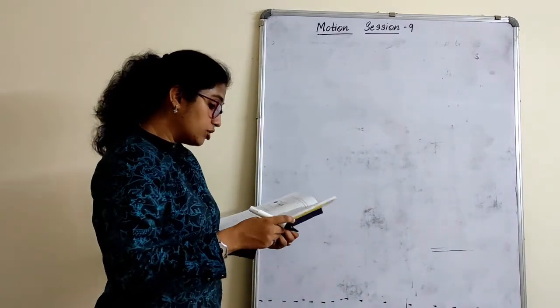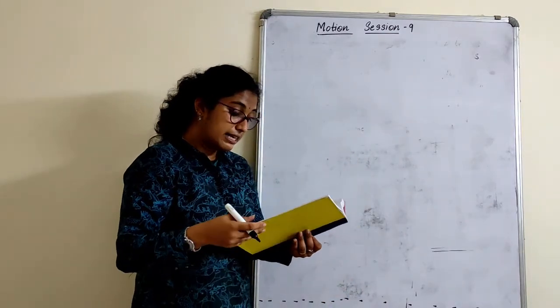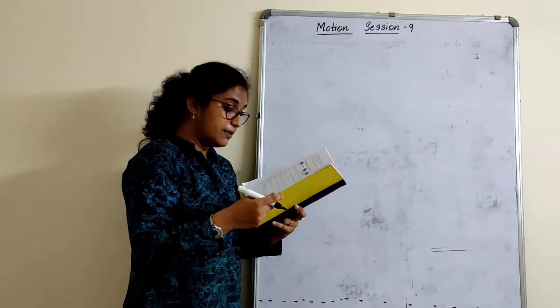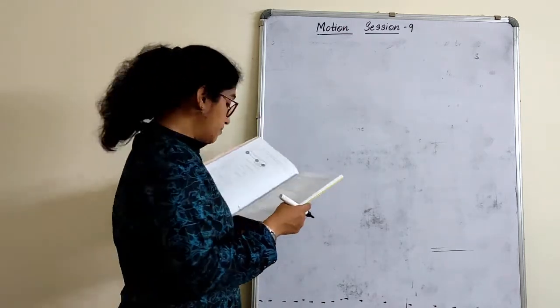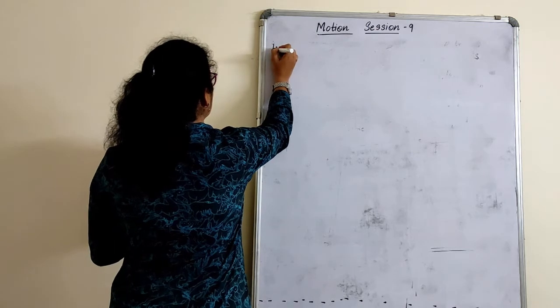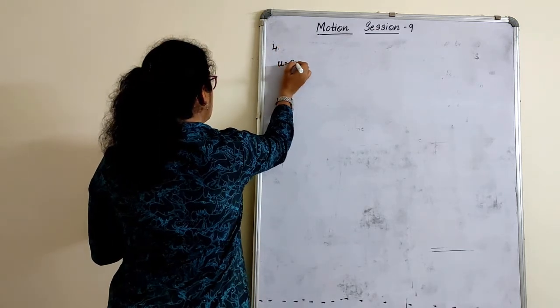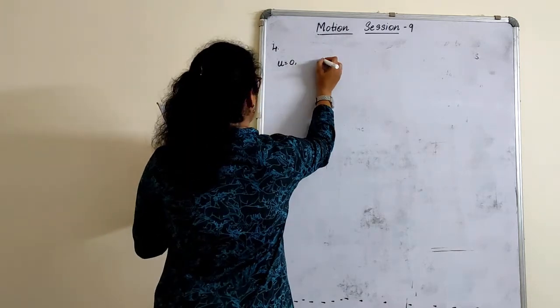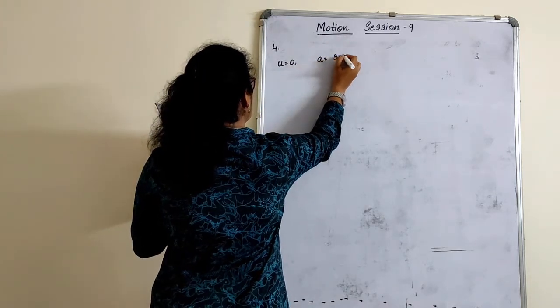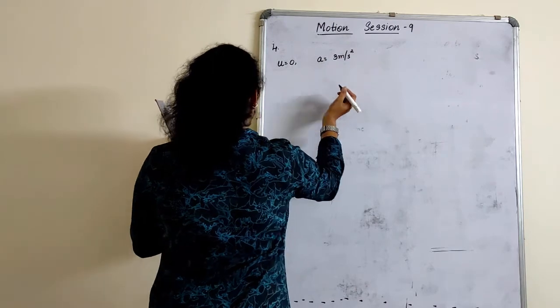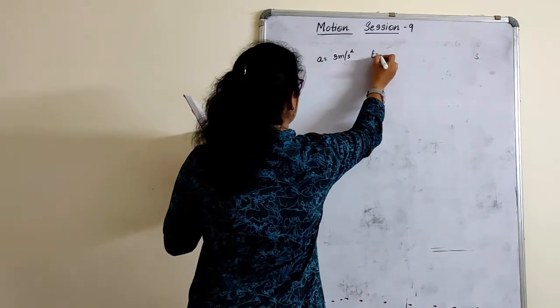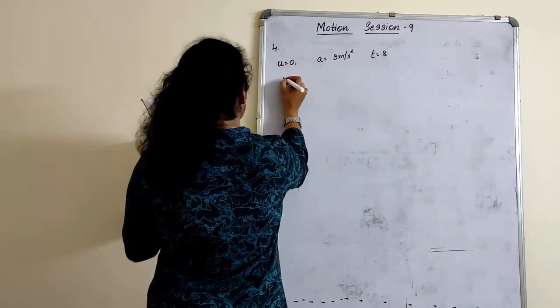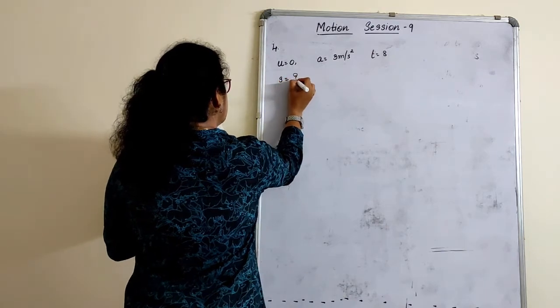Okay. A motorboat starting from rest on a lake accelerates in a straight line. A motorboat starting from rest. So, what do we write, children? U is equal to 0. Accelerate in a straight line at the constant rate of a is equal to 3 meters per second square for 8 seconds. Time is 8. How far does the boat travel at this time?